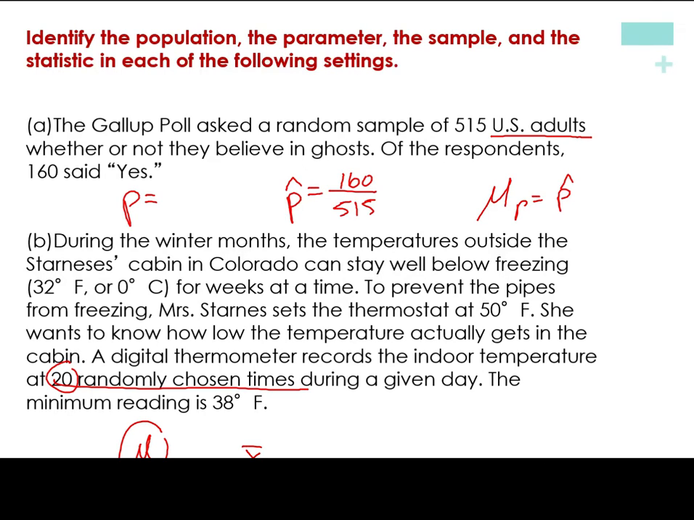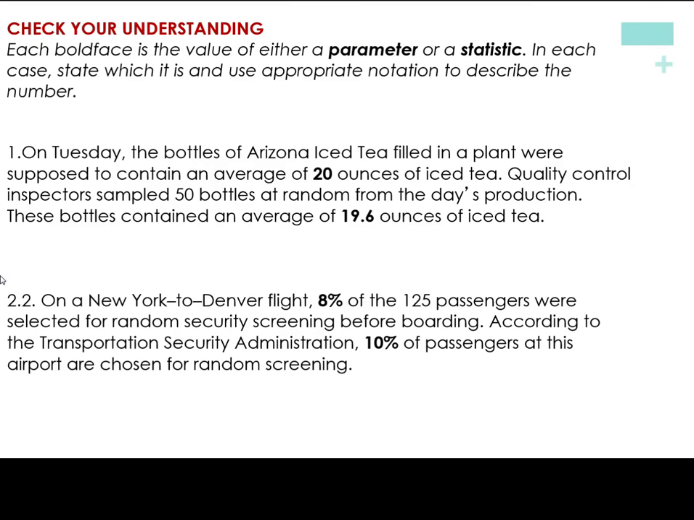Okay. Let's look at it a little differently. In these problems, they put two numbers in bold. One of them is a parameter, one's the statistic. On Tuesday, the bottles of Arizona iced tea filled in a plant were supposed to contain an average of 20 ounces of iced tea. A quality control inspector sampled 50 bottles at random from the day's production. These bottles contain, on average, 19.6 ounces of iced tea.